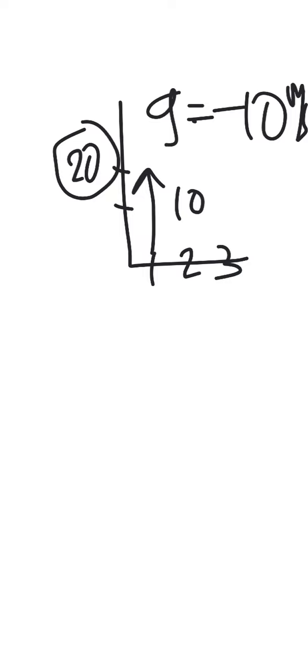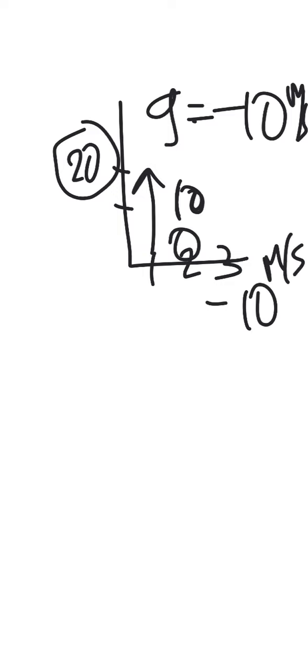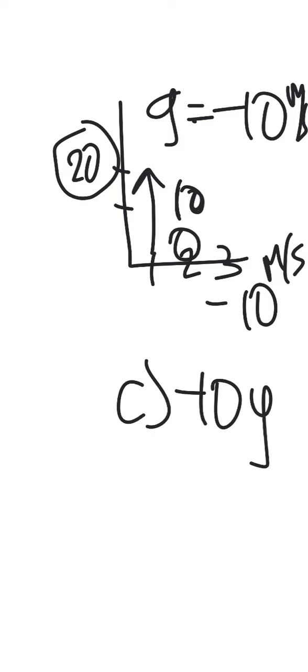in second 1, we're at 10. In second 2, we're at 0 because it went down 10 more. And at second 3, we're at negative 10 meters per second. So the answer would be C, negative 10 in the y direction, or negative 10 in the j direction.